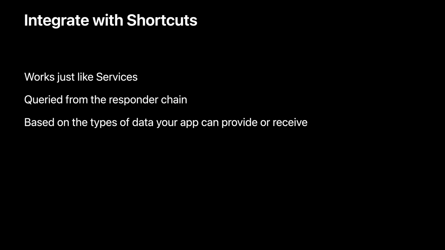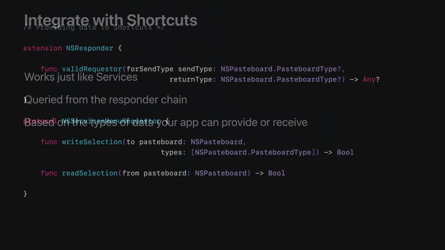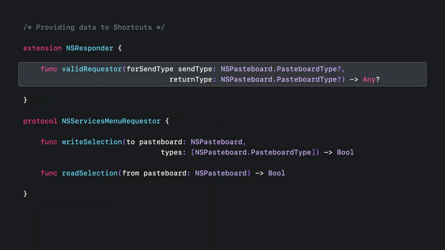AppKit decides which shortcuts are contextually appropriate by checking the responder chain. It asks each responder whether it can provide or receive the types of data expected by each shortcut. We express this using a pasteboard type, which in most cases corresponds to a uniform type identifier. All you have to do is implement the validRequestor(forSendType:returnType:) method. And if you can accept or provide the specified types, return an object conforming to the NSServicesMenuRequestor protocol. In most cases, you'll just implement that protocol directly, and then return self.